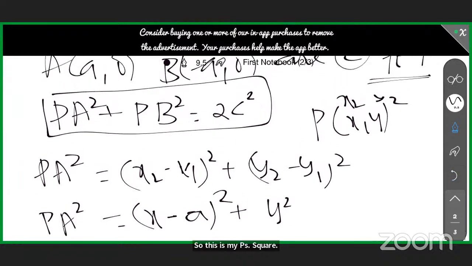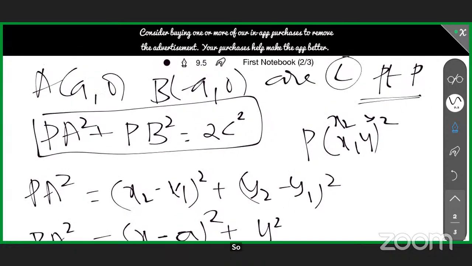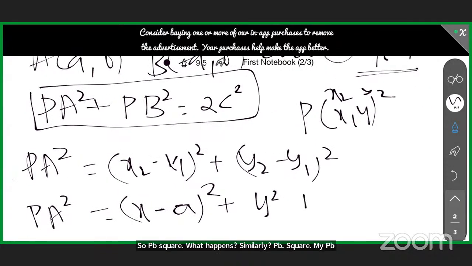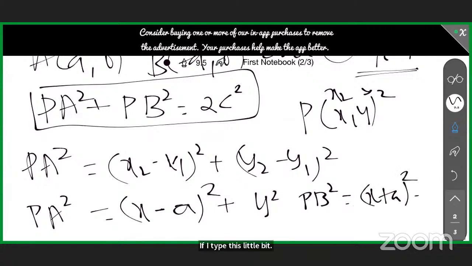So PB square, what happens? Similarly, my PB square will be, if I take this, (x plus a) whole square plus y square. Correct now?